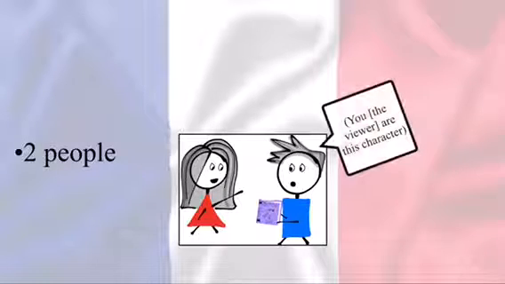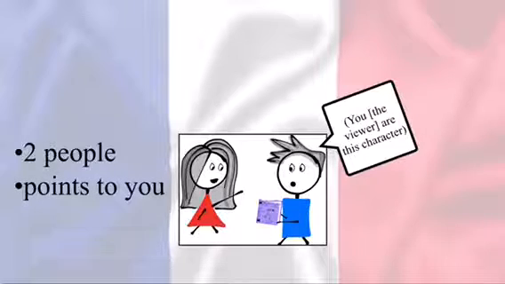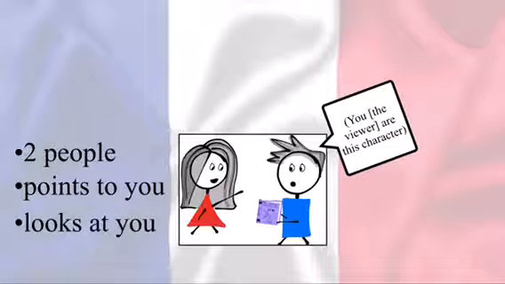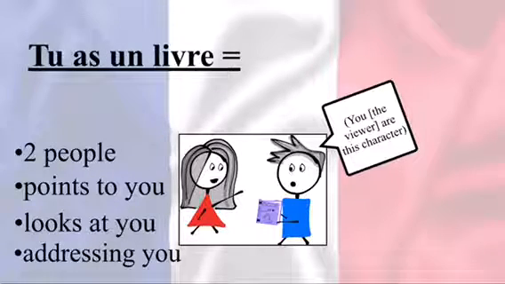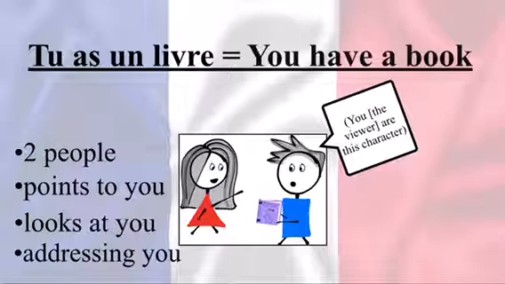Here we have 2 people, me and a guy. Let's have this guy represent you, the viewer. You will be important for the rest of the video. Notice how you now have the book in your hand, and my finger is pointing to you. My eyes also look at you, meaning I'm talking to you. Therefore, this picture should be labeled tu as un livre. You have a book, as tu as means you have.